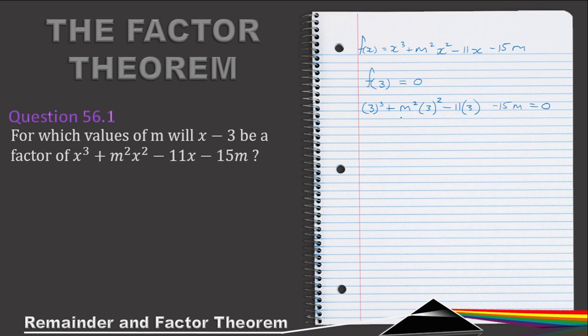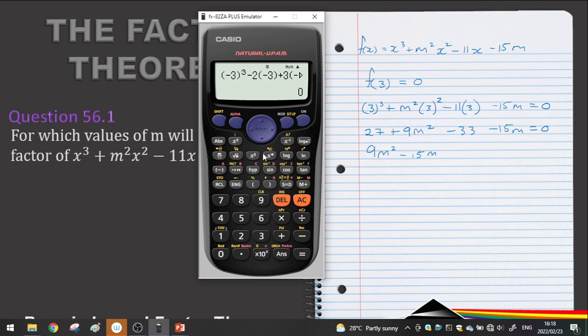Okay, simplify. This gives us 27. This gives us 9m squared. This gives us negative 33 minus 15m. This is a quadratic equation actually. So we're going to rearrange it. 9m squared, then minus 15m, and then we have 27 minus 33. Let me just check what that is.